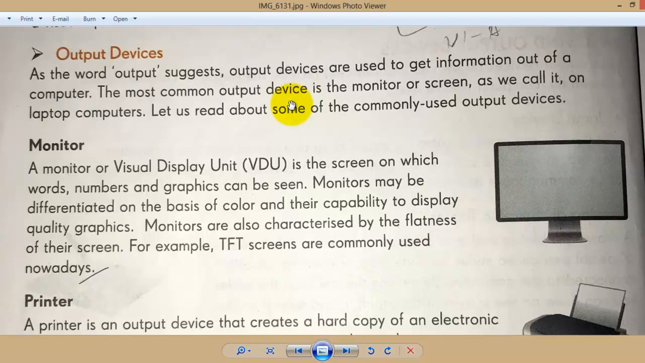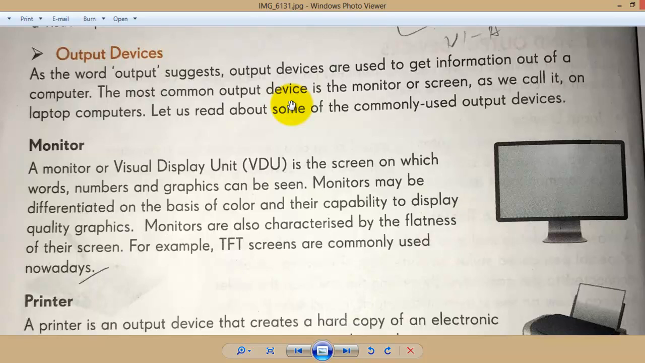A monitor or visual display unit, that is VDU, is a screen on which words, numbers or graphics can be seen. So while you are working, if you are opening MS Paint and painting, that is graphics, and numbers and words, the ones which you use to work in MS Word and Excel, these are included under this one.